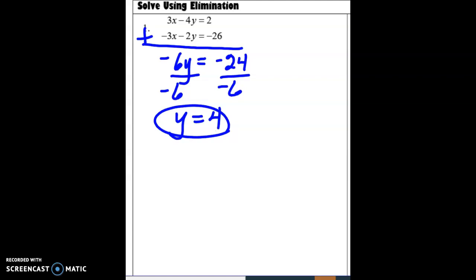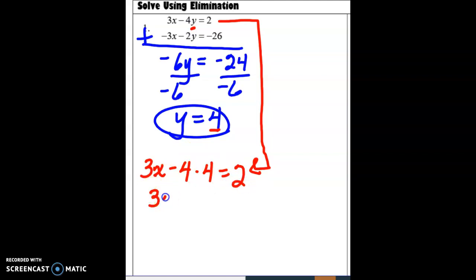Then I go up into one of my other original equations, one that has two variables, and I know the y, so I just want to figure out what the x is. We did something like this with substitution. So I go up here and I'm like, well, I don't know the x, but I can replace the y with 4. So I'm going to replace this y with 4.